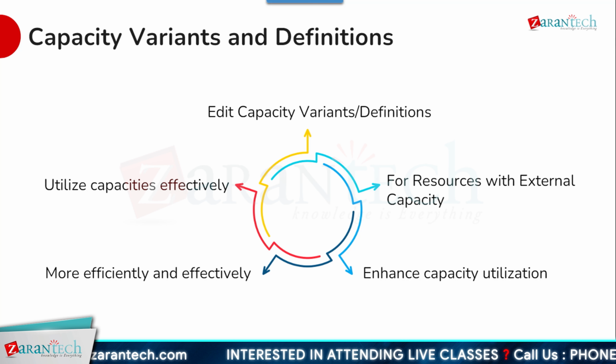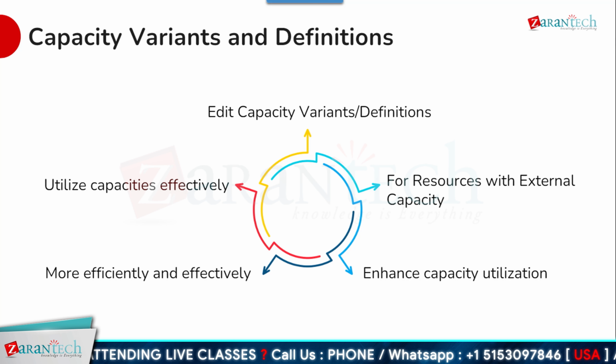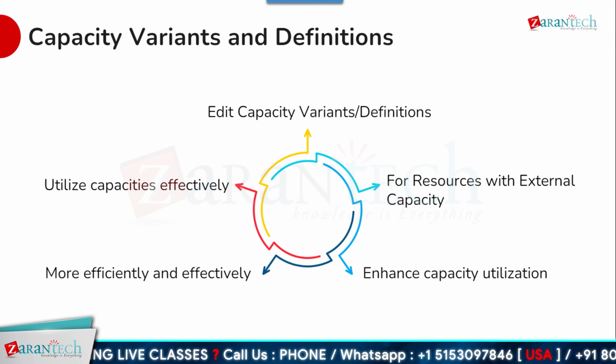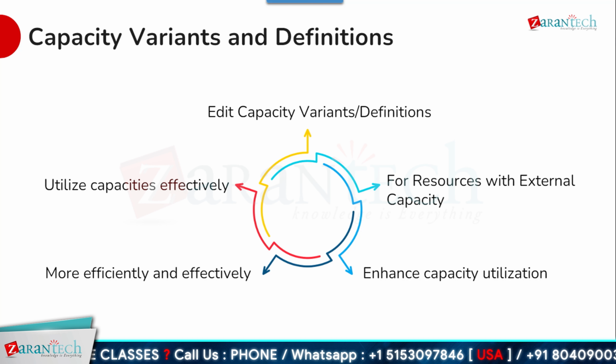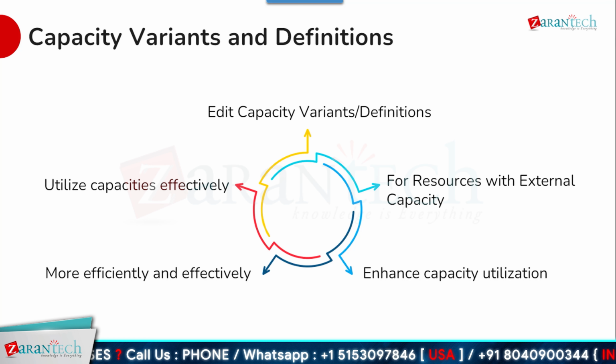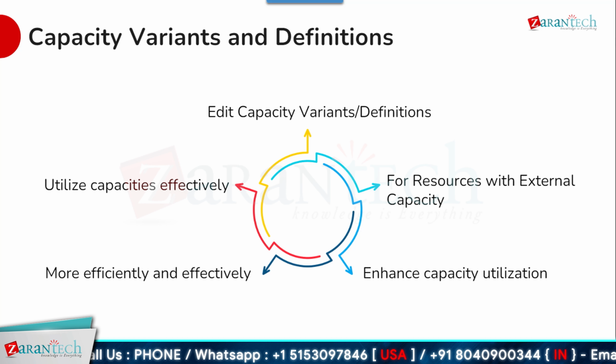impact on production planning. So the capacity definition specifies the available capacity for each resource considering factors such as machine hours, personnel availability, and operational constraints. So here, accurate capacity definitions are essential for realistic production scheduling and optimizing resource utilization.